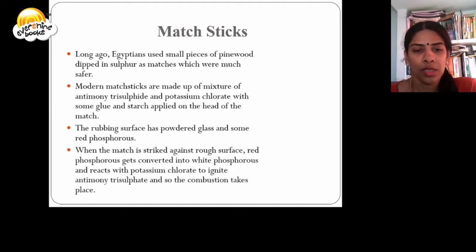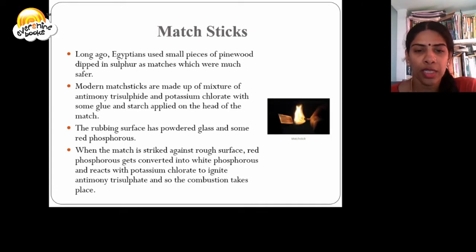When the match is struck against a rough surface, red phosphorus gets converted into white phosphorus and reacts with potassium chlorate to ignite antimony trisulfide, and hence combustion takes place.